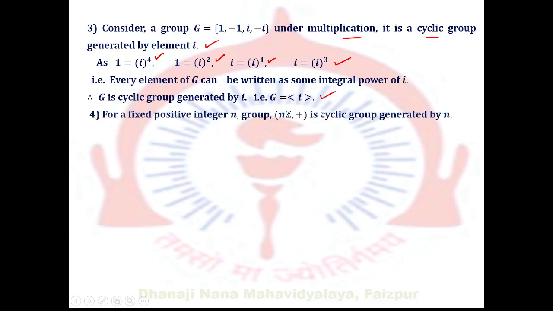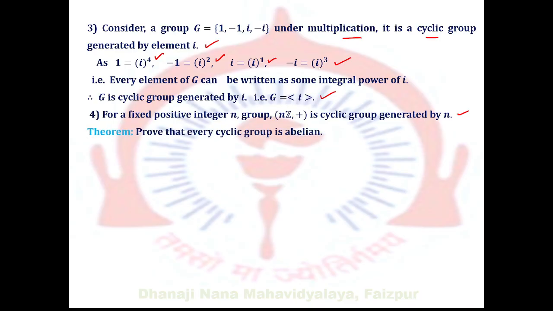The next example: for a fixed positive integer n, the group nZ with operation addition is a cyclic group generated by n, because every element of nZ is nothing but a multiple of n. So we write it as k plus k plus k, n times. So it is a cyclic group generated by n.